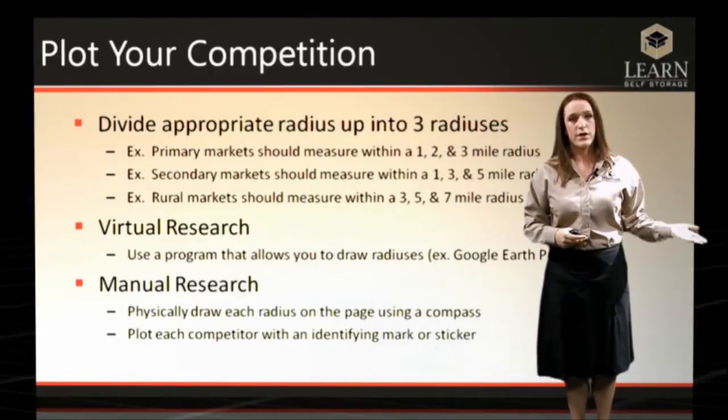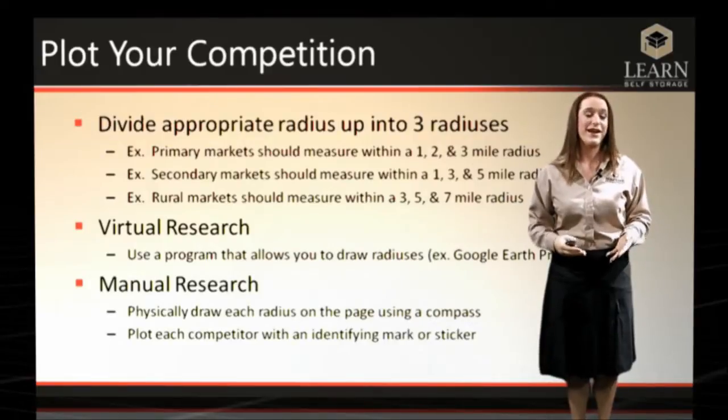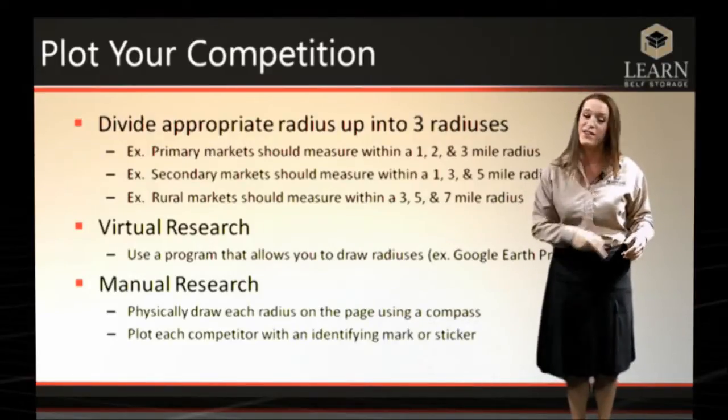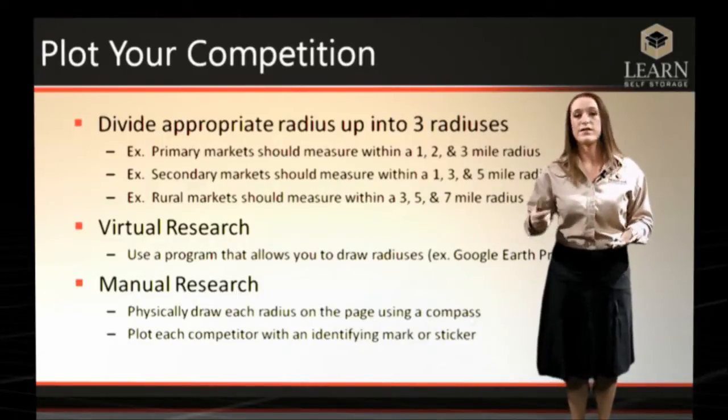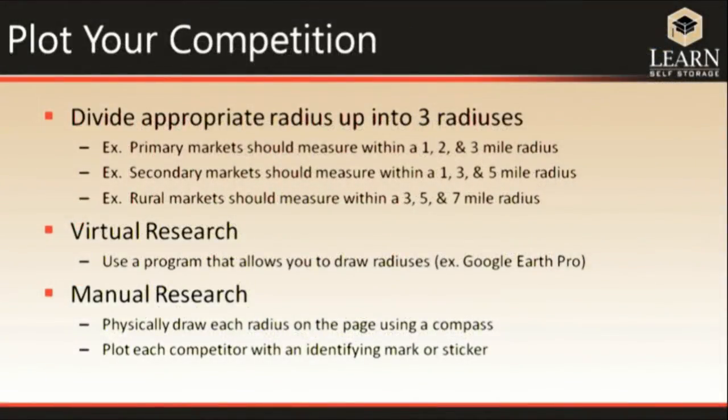You can do manual research. Basically, what you're going to have to do is just take a compass and physically draw a radius on the map. And then you can plot each of your competitors with a sticker or a tack or anything that will simply mark it.